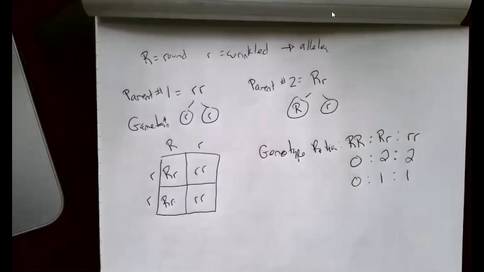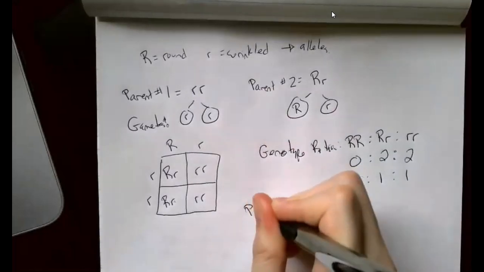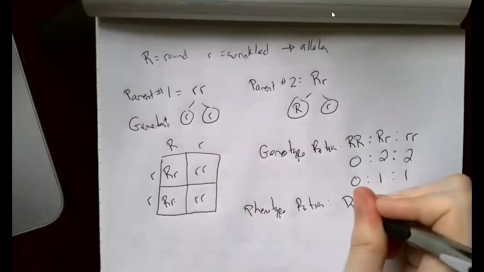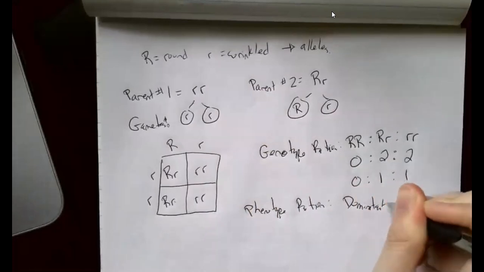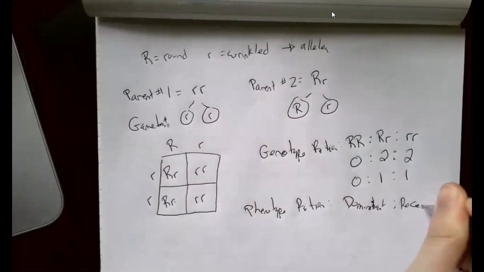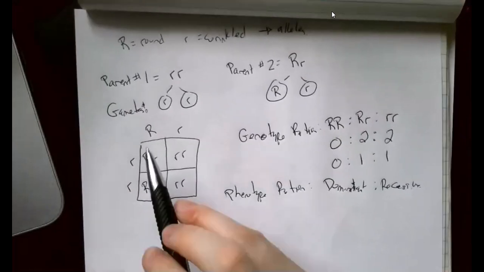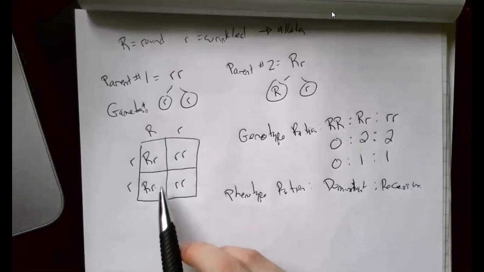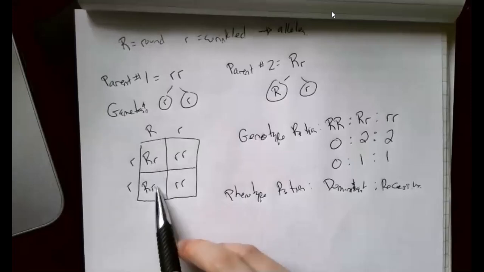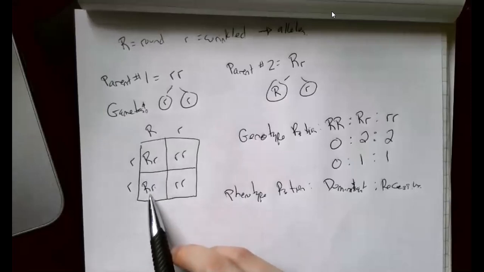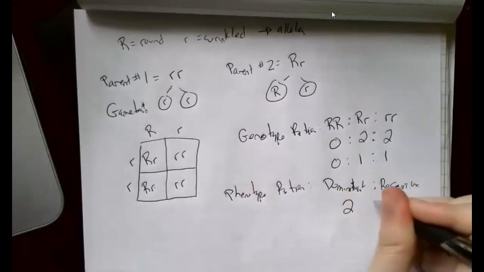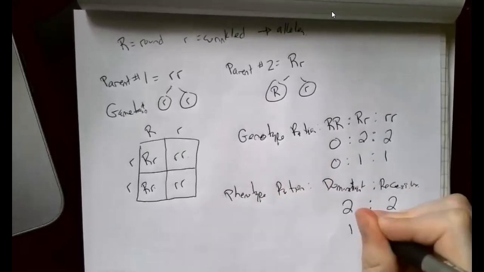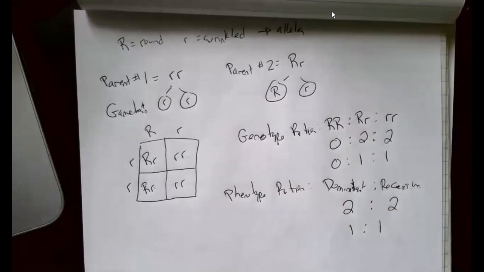The phenotype ratio is always written as dominant trait, I spelled dominant wrong, to recessive. And so we go over to our grid here and we count how many of these 4 are going to result in a dominant trait. And the answer is 2 of the 4. Anytime we have a capital letter, it will be the dominant trait. So 1, 2 will be dominant, and the other 2 will be recessive. Again, we can put that in lowest terms as a 1-to-1 ratio.